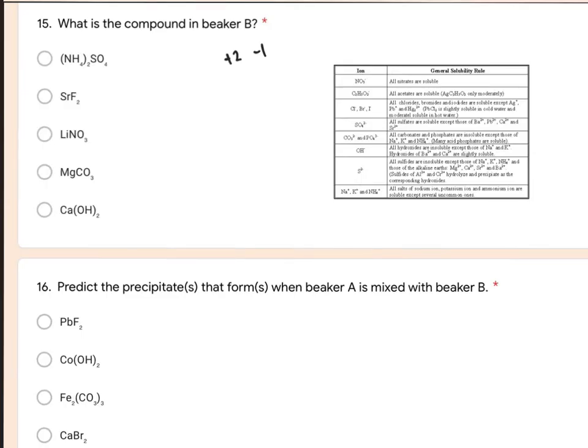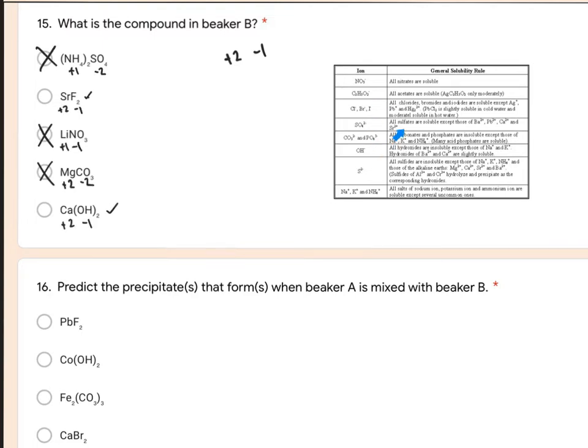Okay, so for question 15, it wants to know what is in beaker B. Well, we know that, once again, it's got +2 and -1 charges. So from your ion sheet, we know that that compound can't be correct because the ammonium is +1 and the sulfate is -2. This one could potentially be correct because strontium has a +2 charge and fluoride has -1. This one's definitely not correct because lithium is +1 and nitrate's -1. This one's not correct because magnesium is +2 and carbonate is -2. And this last one, +2 and -1, so this one could also be possible.